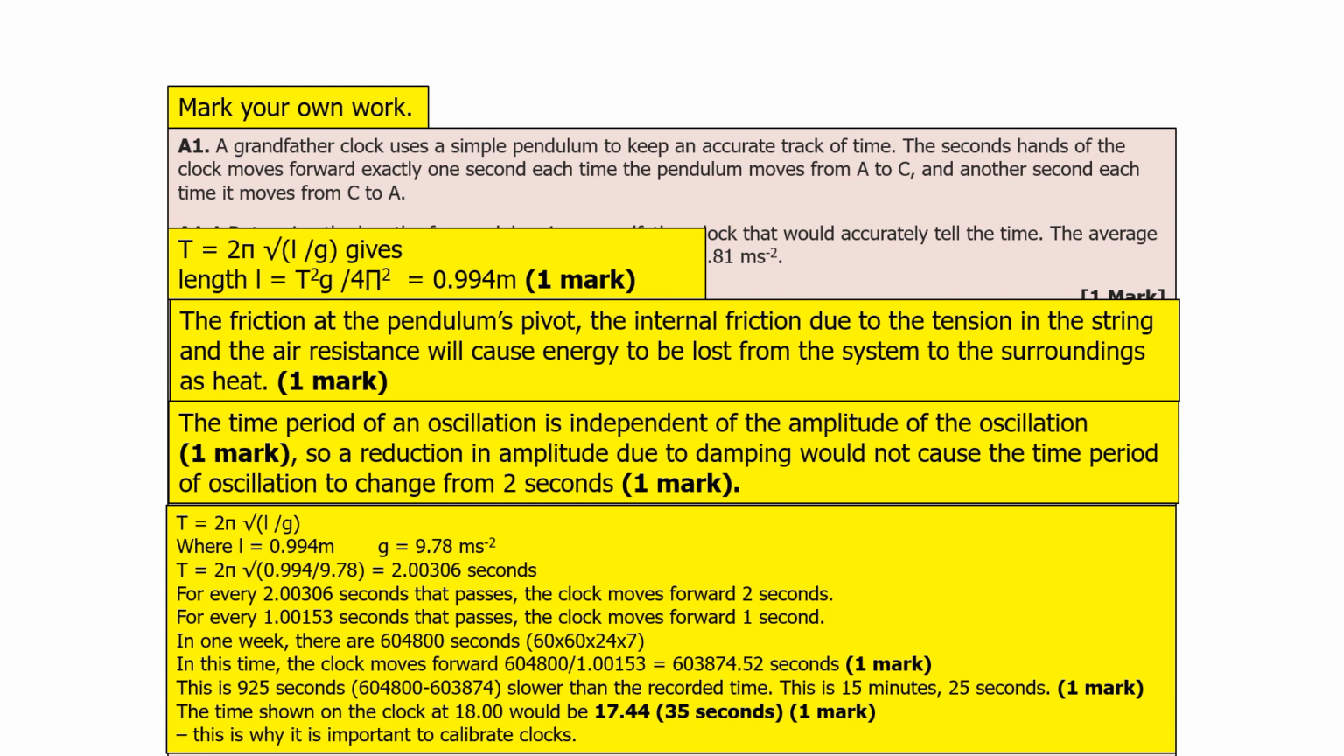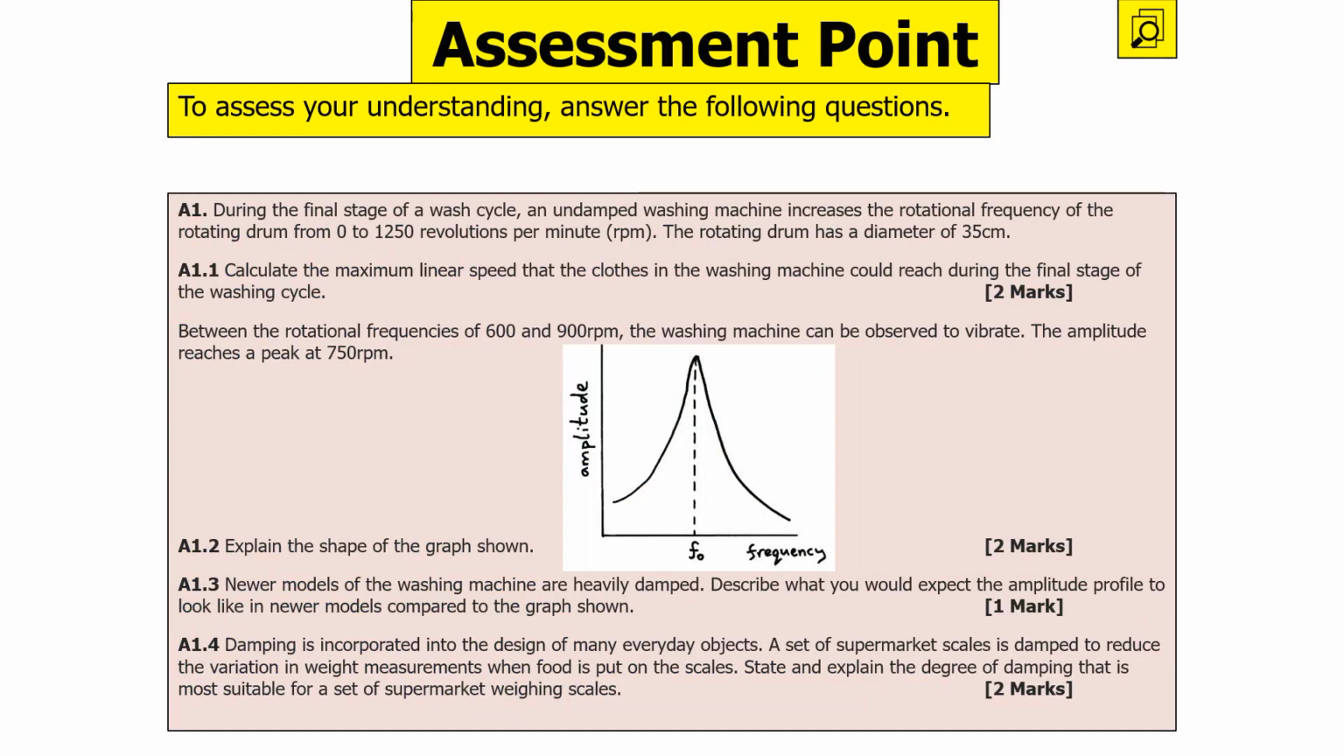The next question shows, during the final stage of a wash cycle, an undamped washing machine increases the rotational frequency of the rotating drum from 0 to 1250 revolutions per minute. The rotating drum has a diameter of 35 centimeters. Calculate the maximum linear speed that the clothes in the washing machine could reach during the final stage of the washing cycle. Between the rotational frequencies of 600 and 900 RPM, the washing machine can be observed to vibrate. The amplitude reaches a peak at 750 RPM. Explain the shape of the graph shown.